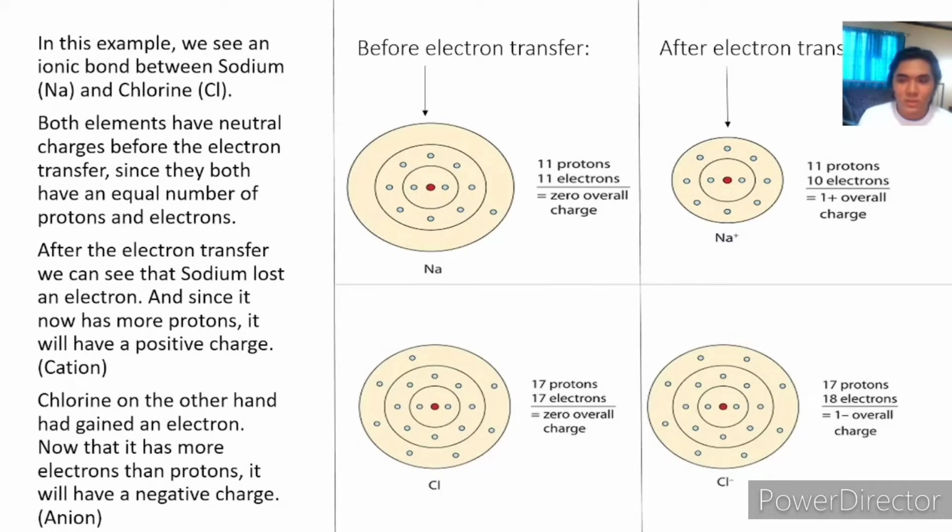Now, after the electron transfer, we can see that sodium has lost an electron. So, since it now has more protons, it will have a positive charge, so it will now become a cation. Chlorine, on the other hand, has gained an electron. Since there are more electrons than protons, it will now have a negative charge, so it will now become an anion.